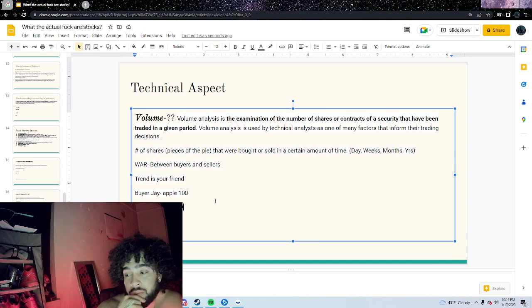Then I get out, and you start noticing more and more people are starting to get out of the shares that they have. You can notice that the volume is decreasing. You see volume is decreasing, and you'll be like, why is it decreasing?